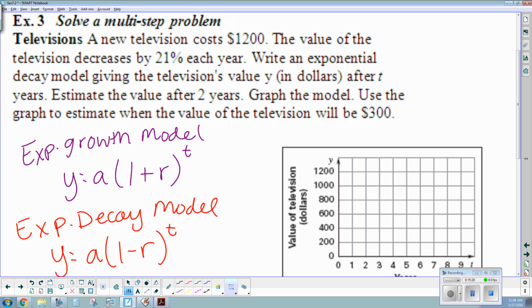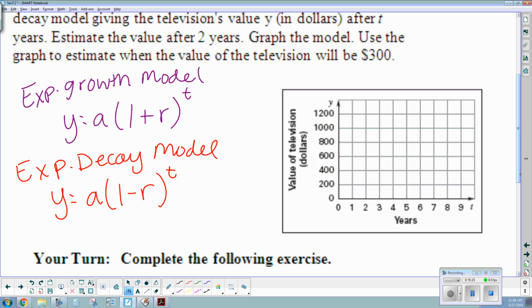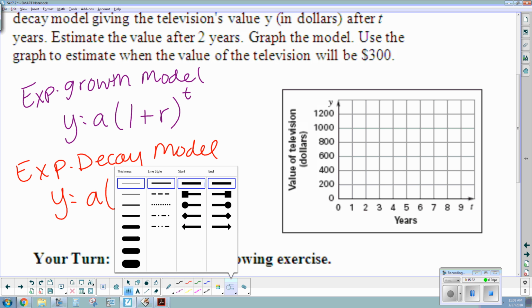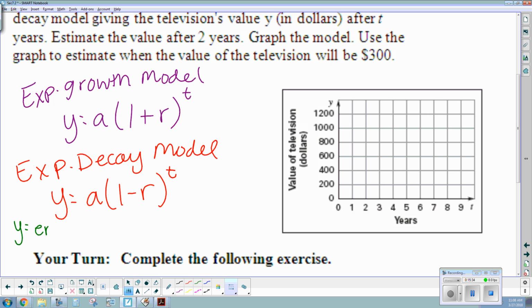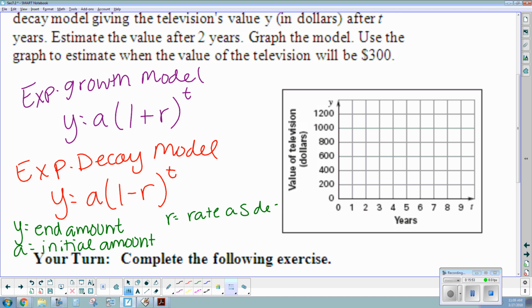Our variables are all the same, where y is the end amount, a is our initial amount, r is our rate as a decimal, and t is our time in years.